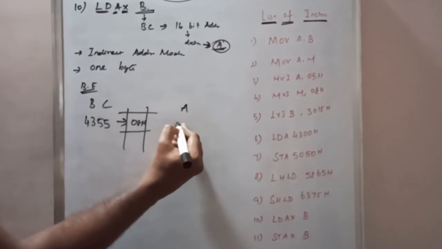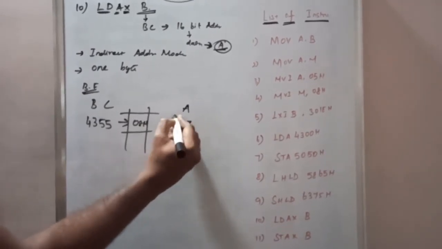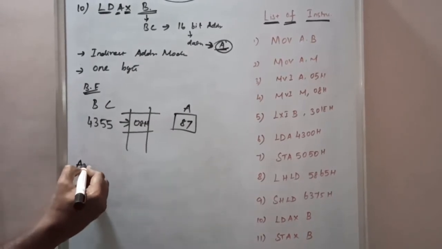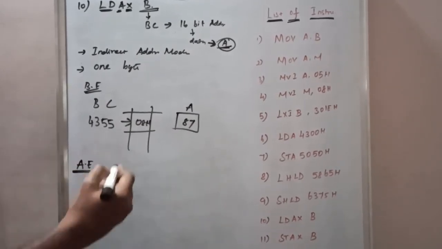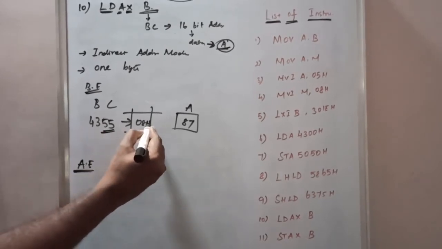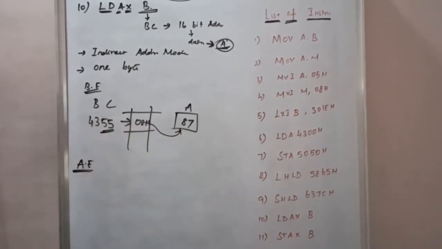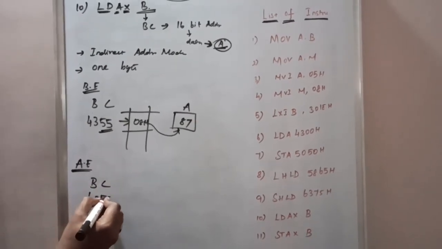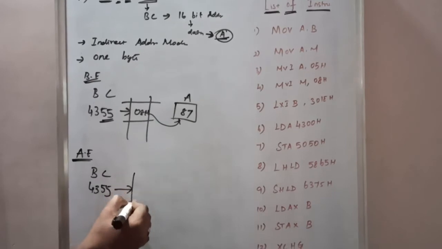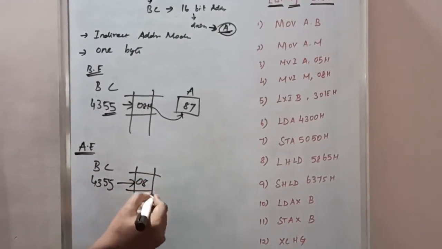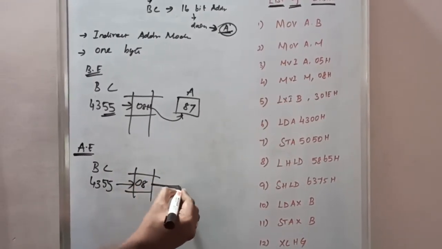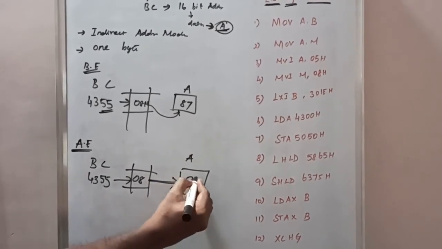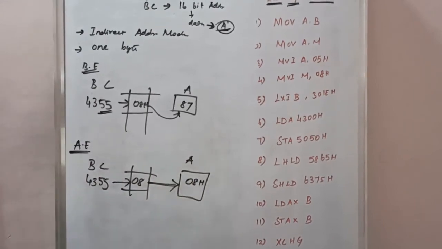The accumulator value before execution is 87. After execution, whatever value is present in the memory location is transferred to the accumulator. BC pair holds 4355. That memory location holds 08. This value is transferred to the accumulator. So now the accumulator content is 08H.